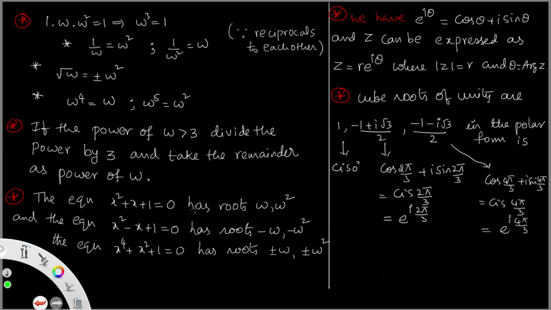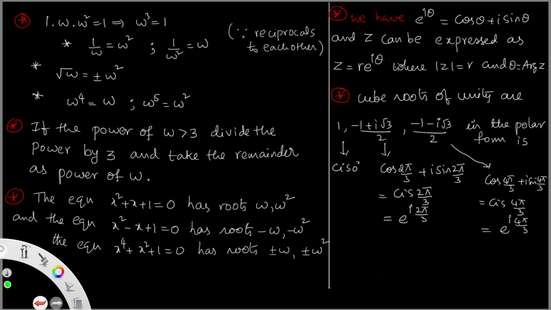So that is the condition to remember: x square plus x plus 1 equal to 0 has the roots omega and omega square, and x square minus x plus 1 equal to 0 has the roots minus omega and minus omega square. x power 4 plus x square plus 1 equal to 0 has the roots plus or minus omega and plus or minus omega square. So for the given roots, the equation changes accordingly.